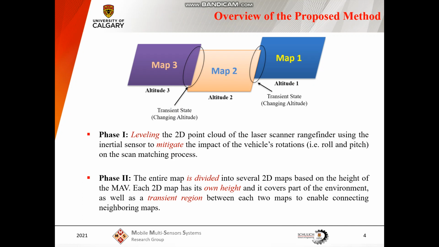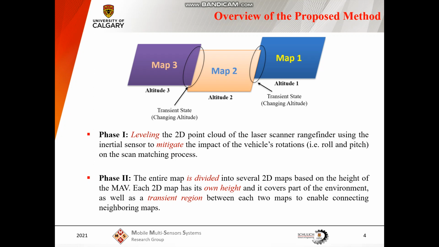This paper proposes an efficient real-time 3D SLAM method using multiple 2D point cloud slices. This method depends on low-cost sensors to fit the tough situations of the search and rescue operations. It consists of two phases. Phase number one, the 2D point cloud of the laser scanner rangefinder is leveled using the inertial sensor in order to mitigate the impact of the vehicle's rotations on the scan matching process.